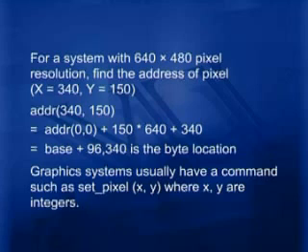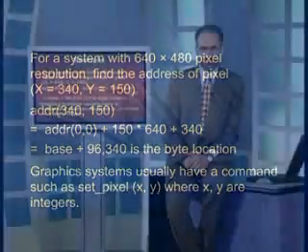We can simply say that it would be the base address. اگر ہم ایڈریس آف 0,0 کو بیس ایڈریس کہہ لیں تو it would be base plus 96,340. That would be the location of the byte holding the value for pixel number x comma y, which is 340, 150. And the graphic systems usually have a command such as set pixel x comma y, where x and y are integer values giving the same information that we have discussed in this example.